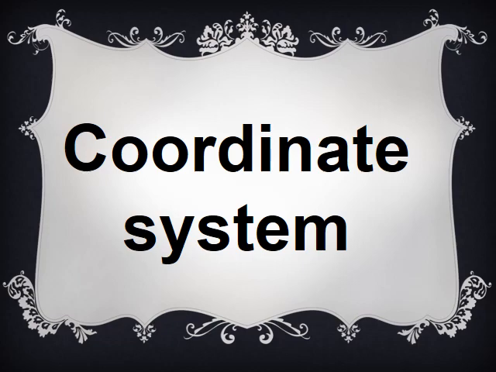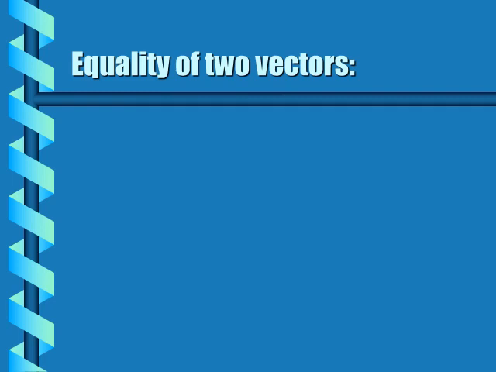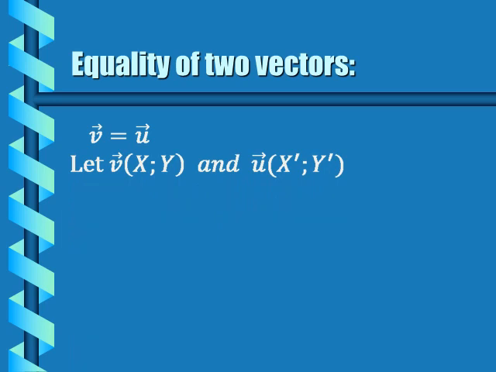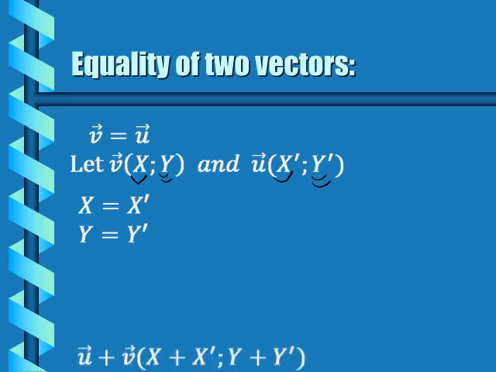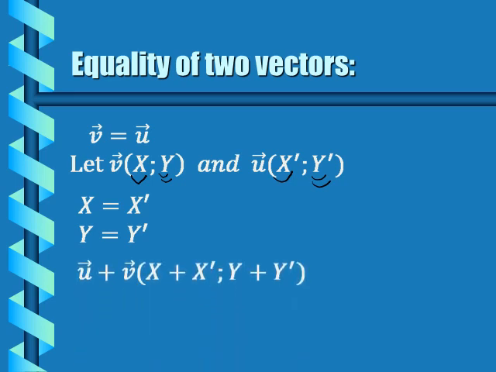Coordinate system. Equality of two vectors. Let vector v have coordinates x, y and vector u have coordinates x prime, y prime. We say that the two vectors are equal if x equals x prime and y equals y prime. For the sum u plus v, we add the coordinates: x plus x prime and y plus y prime.